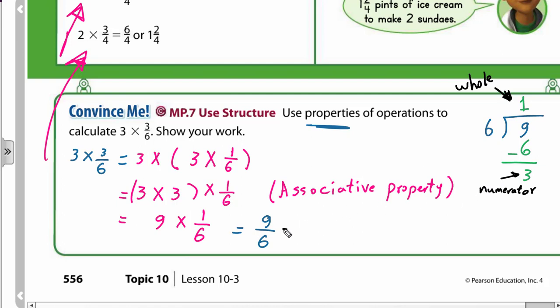Okay, so again, what is the whole number, what is the numerator, and what is the denominator? What is the whole number? Yes, 1. Numerator, 3. And the denominator? 6. Yes, thank you, my hero. Great work.